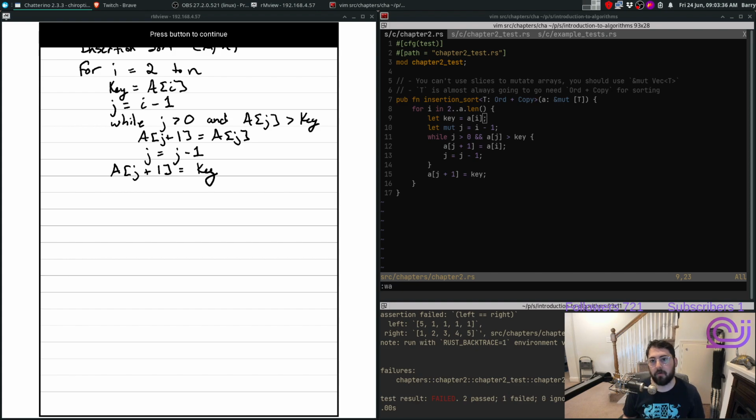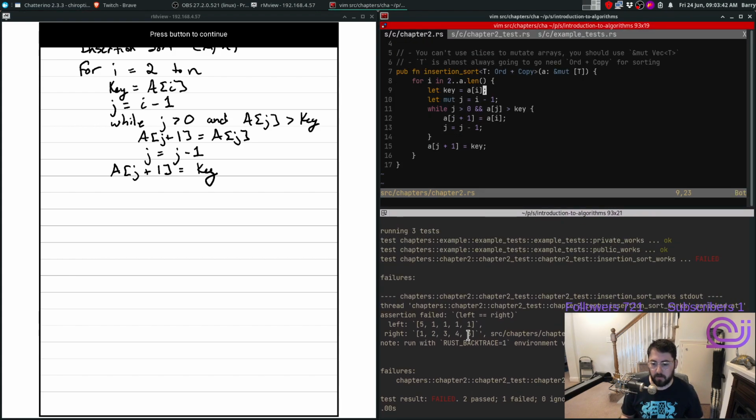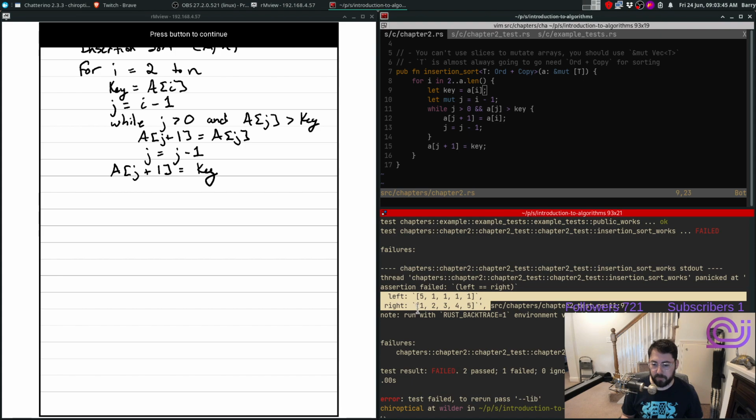Does the macro compare? I think it does. Because if you look down here, it says left is this thing, right is this thing. So you should be able to see that.